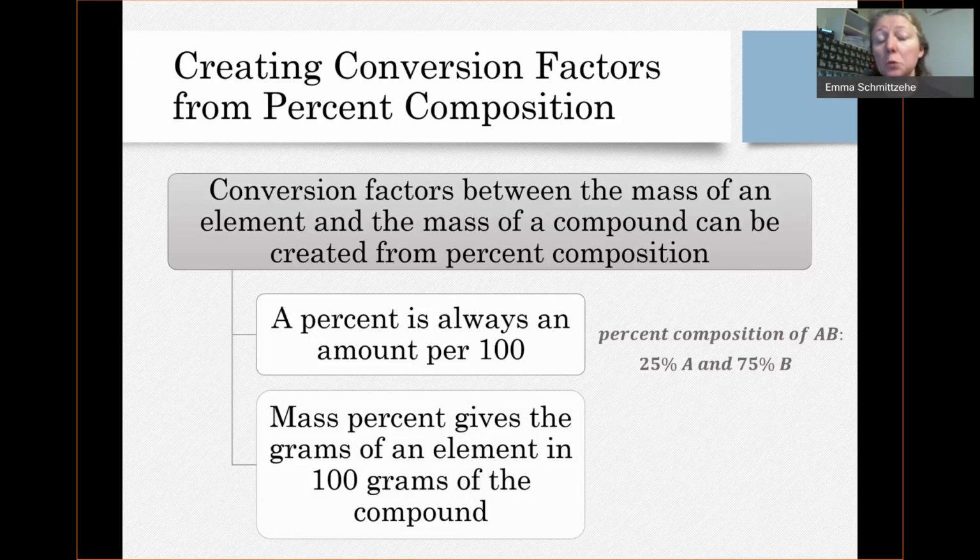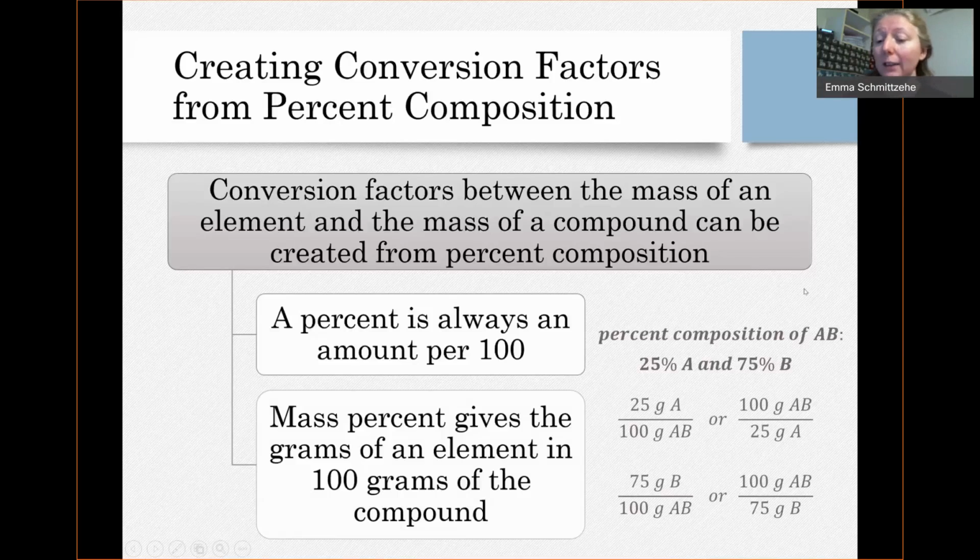Then I can rewrite those pieces of information as conversion factors. So if I rewrote those, I could write them as 25 grams of A per 100 grams of AB, or 100 grams of AB per 25 grams of A. Or I could do conversion factors between B and the compound. So 75 grams of B is 100 grams of the compound, or 100 grams of the compound per 75 grams of B. So those ratios or conversion factors I can utilize to jump between amounts of the substance and amounts of the individual elements, okay? So all you need is that percentage, and you can jump from grams of one thing to grams of another.